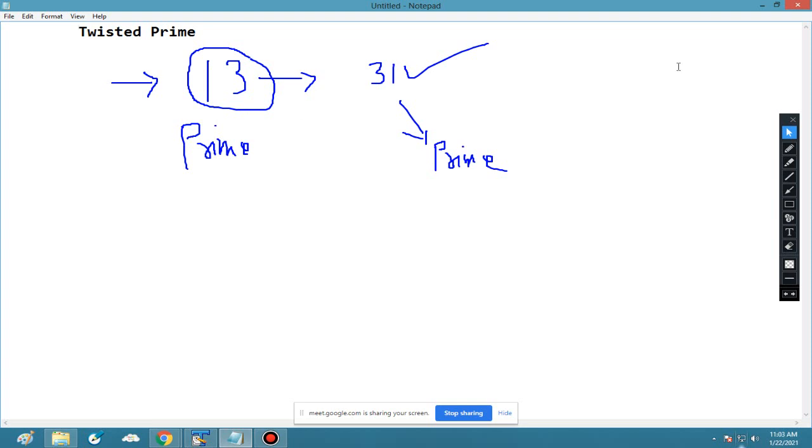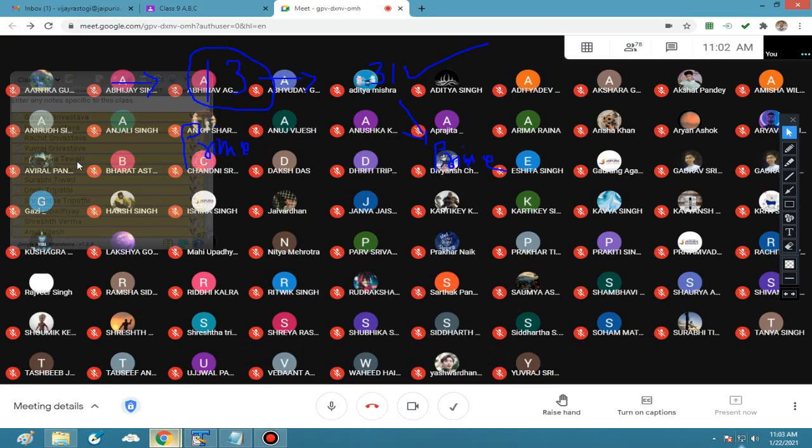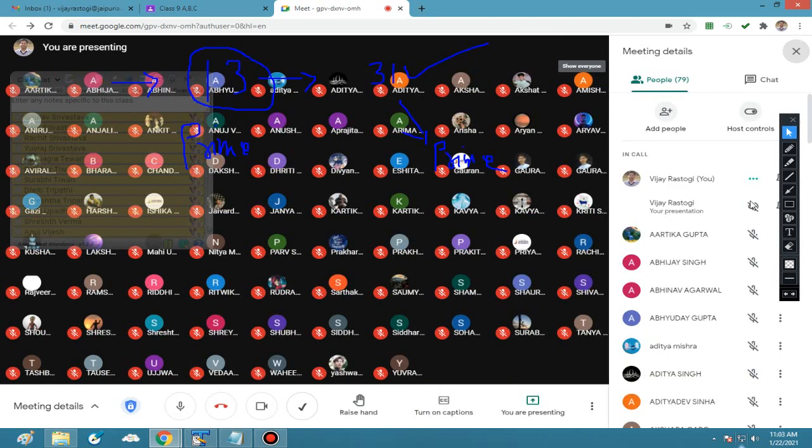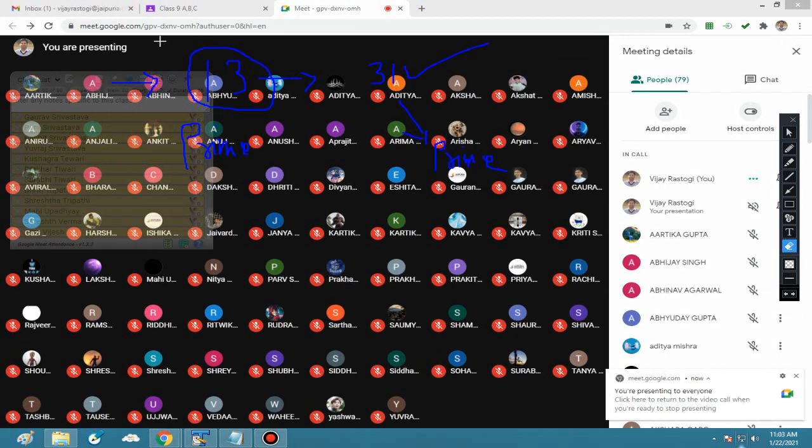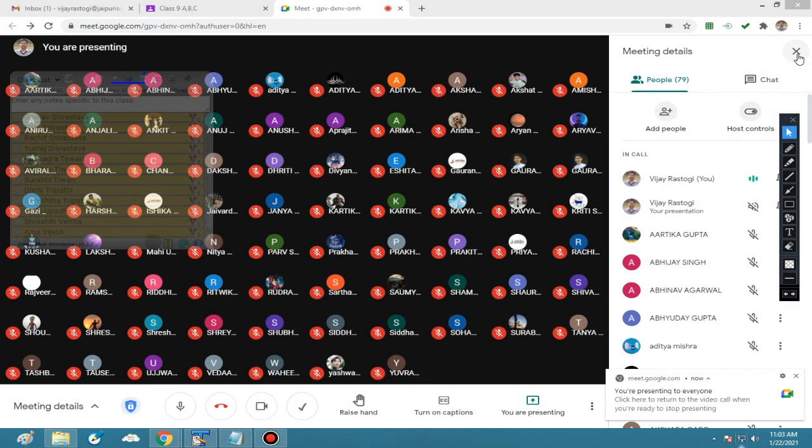Please note down and try this question. The number and its reverse, if both are prime, then it is known as twisted prime.